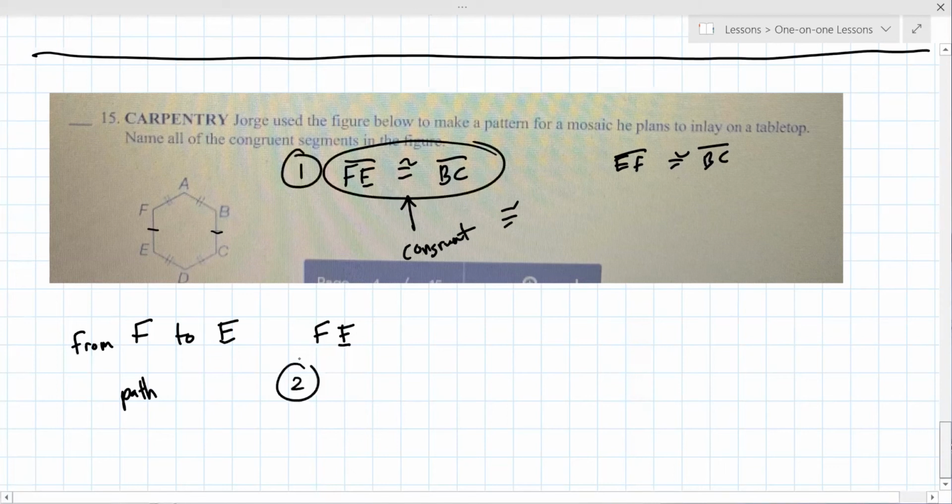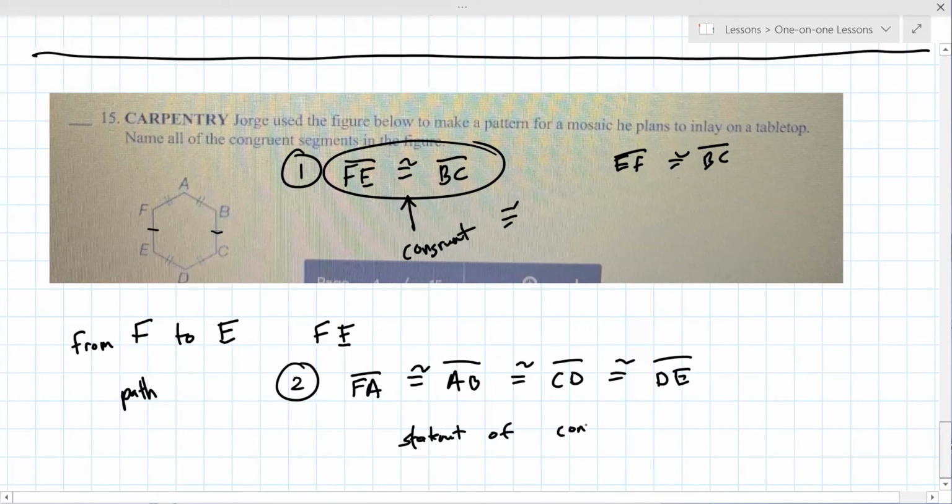The second type of congruency are the double lines. So you have F to A is congruent to A to B, and that's congruent to C to D, and that's congruent to D to E. And you can write the statement this way. This is a statement of congruence, and it can be written in this manner, where you just go out horizontally as far as you need to. Okay.